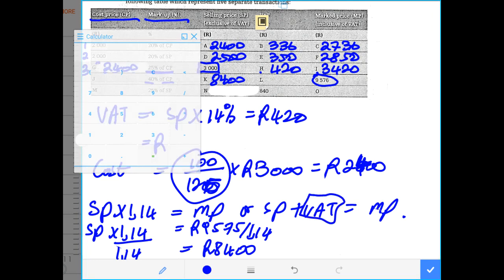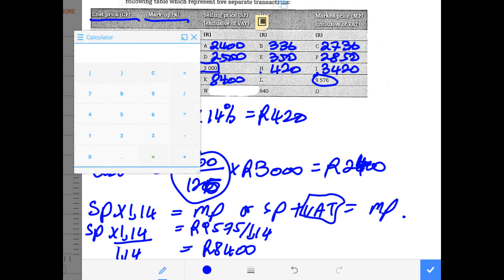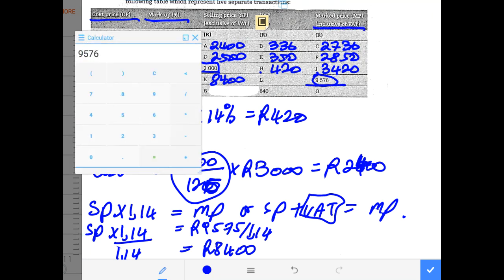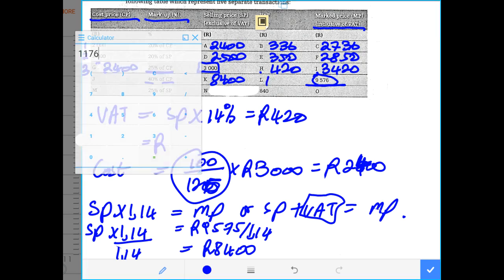So now let us check if we can know our VAT or not. Because if we know our VAT, then it becomes easy. Can we know our VAT? Yes, we can calculate our VAT. How? By saying 9,576 is the marked amount that already includes VAT. They said inclusive of VAT. So VAT is already included. Therefore now to calculate VAT on a VAT inclusive amount, you say the amount times 14 divided by 114, and this gives you 1,176.